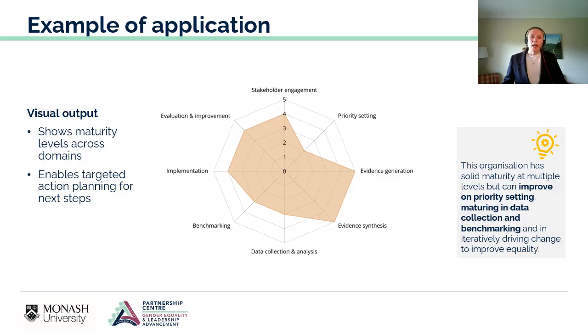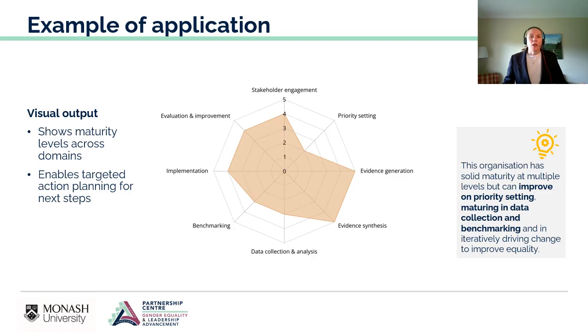So then we have a visual output. So this is quite helpful. I'm a visual person myself. I love something that can just show me in an image where things are at, particularly in such a complex world where we have many things competing for our attention. So this radar chart illustrates the health services maturity levels across the domains. So what it's showing us in the middle of the slide there is that this organisation has pretty solid maturity at multiple levels, but it can improve on priority setting, for example, and it will mature and iteratively drive change to improve equality.